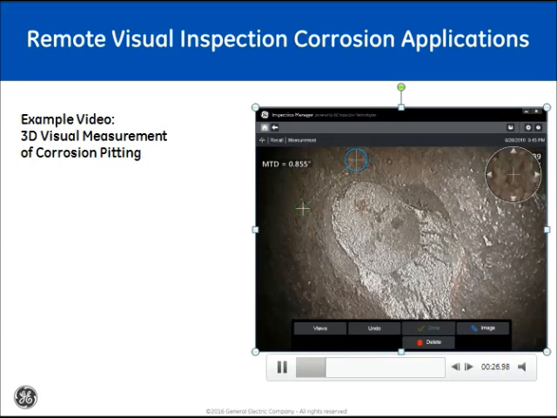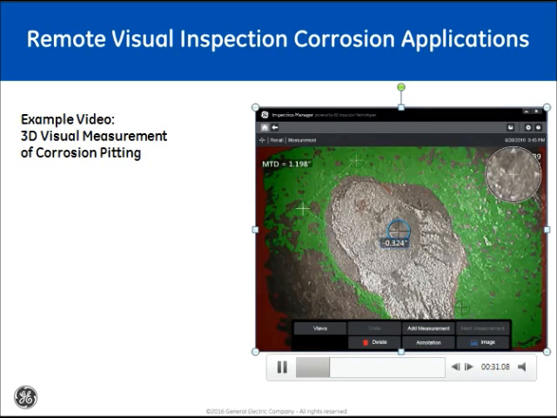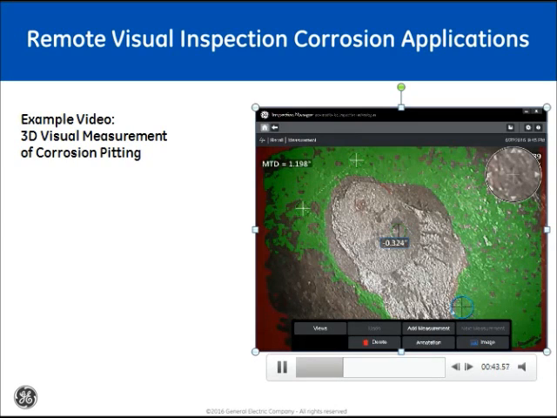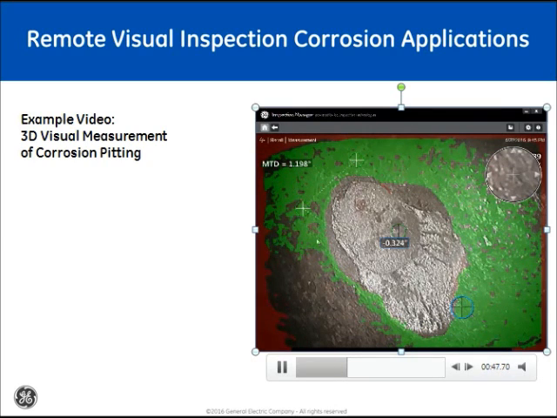So notice that when that third cursor is placed, automatic depth assist allows the system to immediately find the deepest part of that pit. In this case, it's showing 324 thousandths of an inch. Also notice I'm getting that green mask, the green surface mask. And what that's indicating is that any area in green is plus or minus 1% above or below the surface plane established by those 3 cursors.